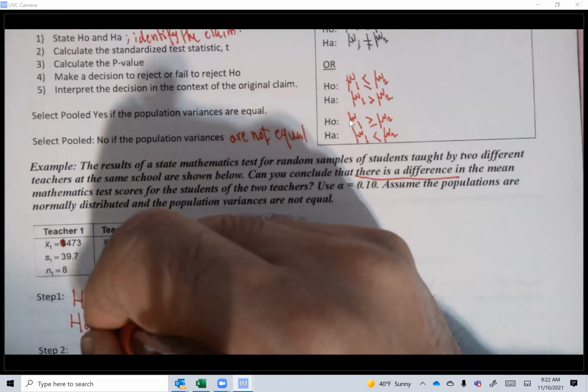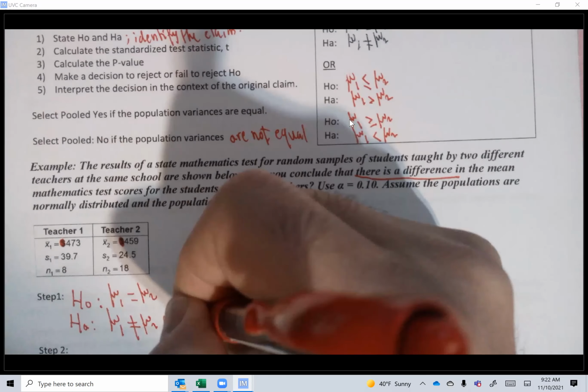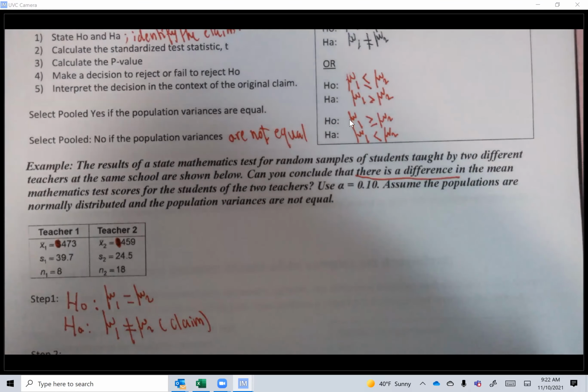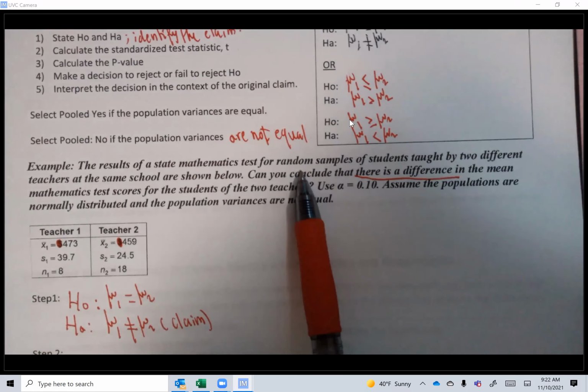I'm gonna go very slow with this one to make sure that you guys understand this. All right, let's verify that the conditions of the test are met. First of all, the samples are random. They are independent. How do I know they are independent? Because it's 2 different teachers, 2 different classrooms. They have nothing to do with each other.